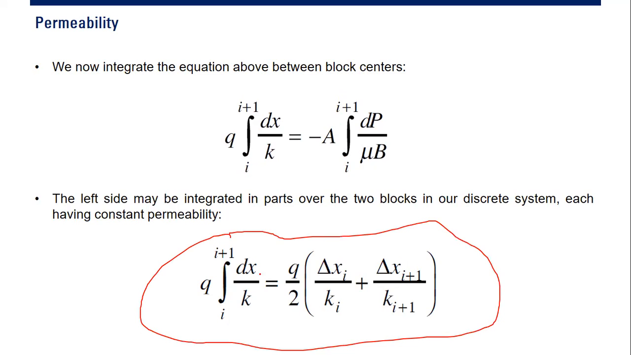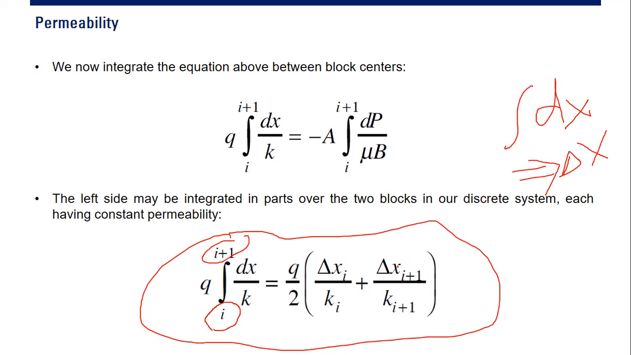So Q times the integration of dx per K, and the integration of dx is delta x. So delta x_i per k_i, because the starting point of the integration is i, plus delta x_(i+1) per k_(i+1). So if you integrate the left hand side, you can get this form.